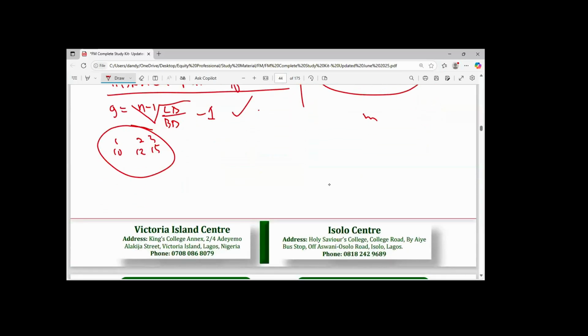But if in the question you are just given the amount of dividend paid in the first year and the current year, in that case you cannot use this formula.